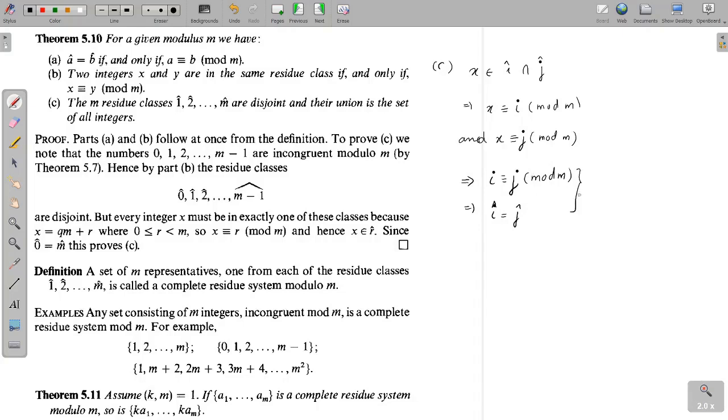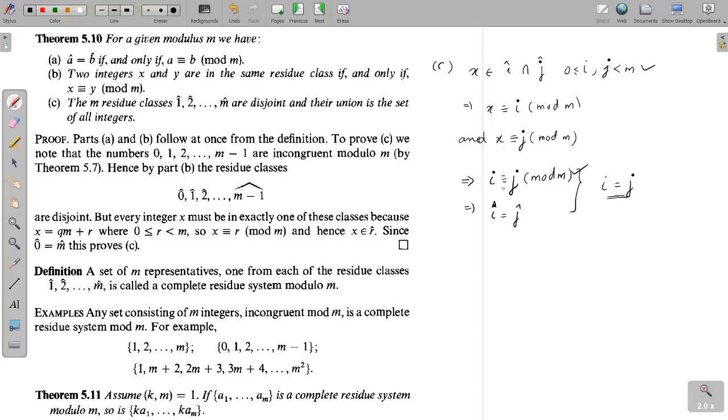From these two mod relations, we get i is congruent to j, because if we assume i-cap intersection j-cap, from these equivalence classes or residue classes, these i, j lie between 0 and m, and now we have i congruent to j mod m. So using this and these congruences, you can get i is equal to j.